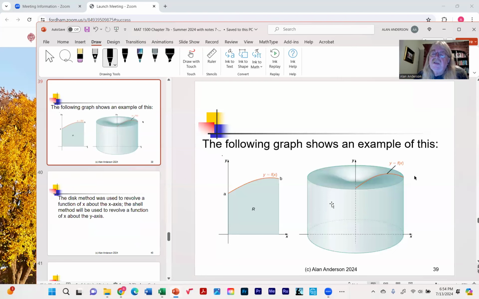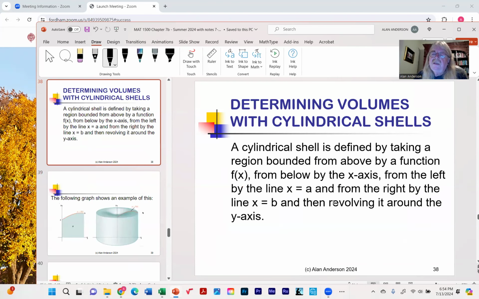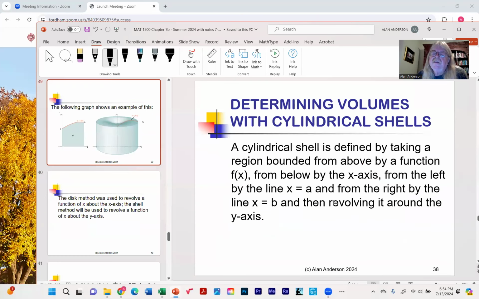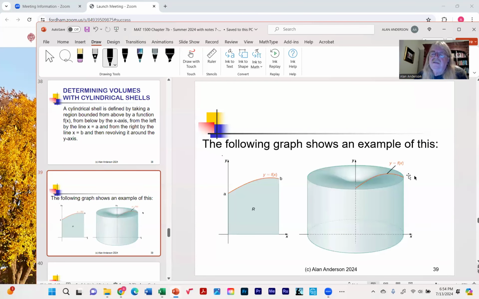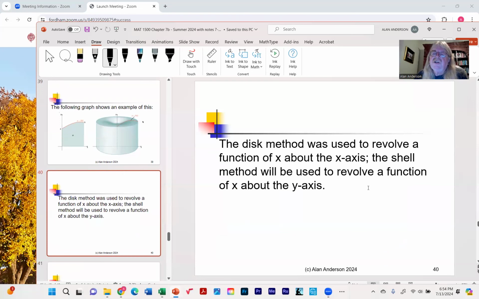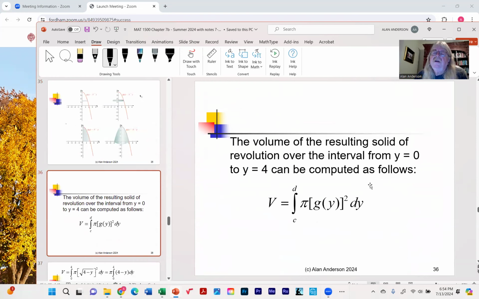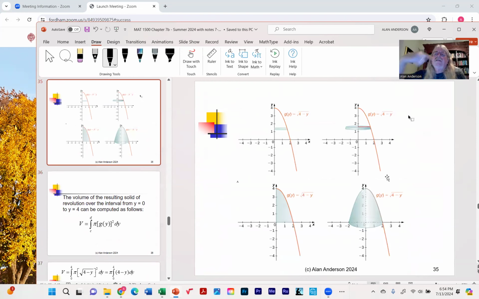So we're actually doing both this disk method to get the revolution around the x-axis, and then we're going to use the so-called shell method to revolve it around the y-axis. Okay, so in other words, around the x-axis is known as disk, around the y-axis is known as shell.